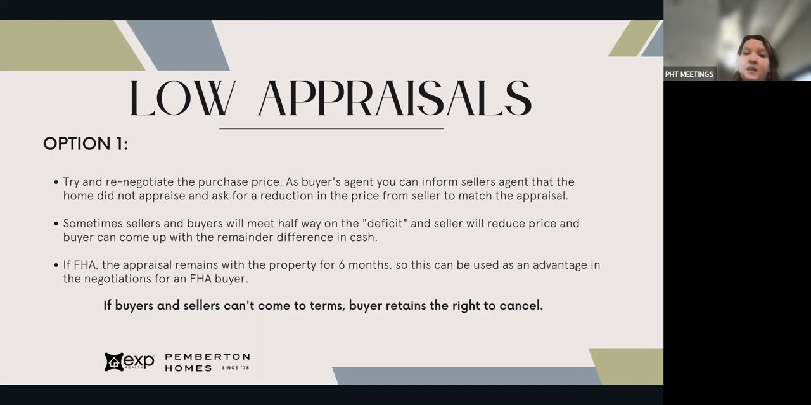FHA and VA. Conventional is the only one where you could cancel out that appraisal as null and void. A new appraisal can get ordered, and frankly, I've seen them come in so different.